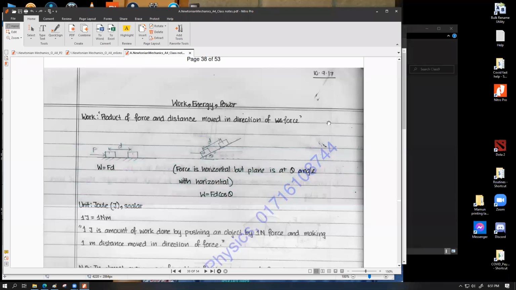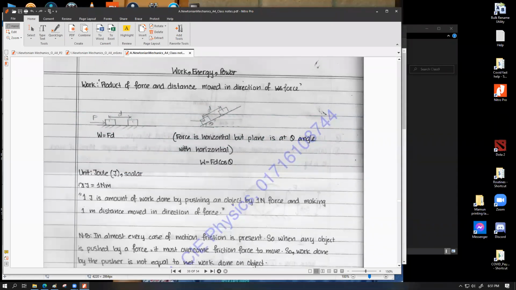So this is the part for work, energy, power. And then it says the unit is joule, which is a scalar quantity. The definition is pretty simple. 1 joule is the amount of work done by pushing an object with 1 Newton force and making it move 1 meter in the direction of the force. That just means 1 Newton into 1 meter.